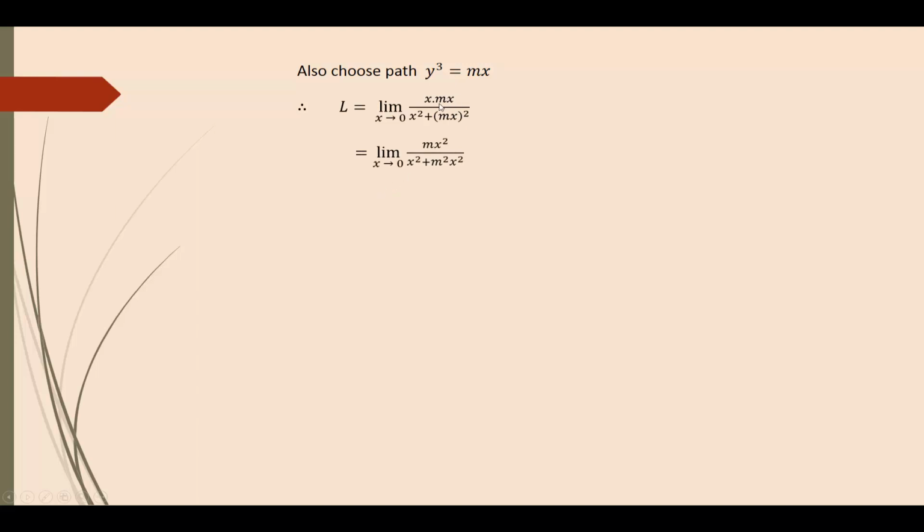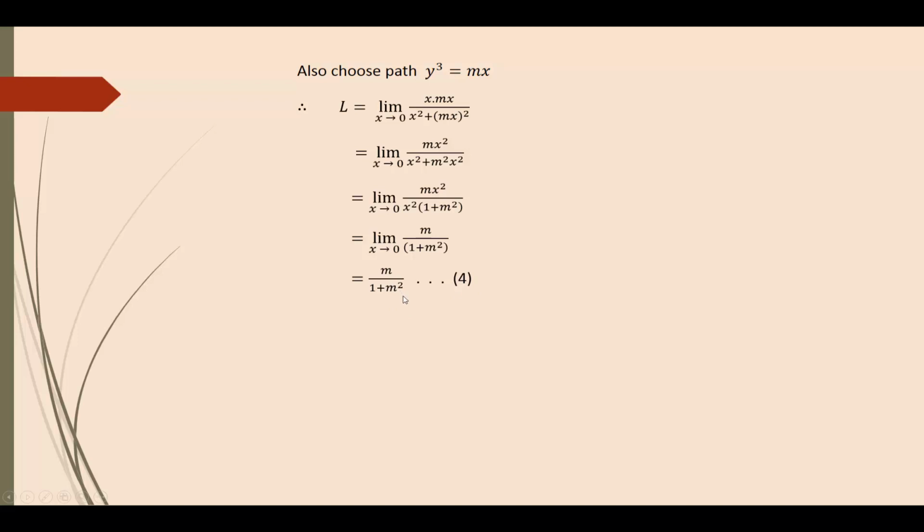Simplify this term, m x square upon x square plus m square x square, equal to limit as x tends to 0 of m x square upon, taking x square common in the bracket, 1 plus m square. Then this x square cancels, equal to limit as x tends to 0 of m upon 1 plus m square. Now the limit of this term is m upon 1 plus m square, denote this as equation number 4.